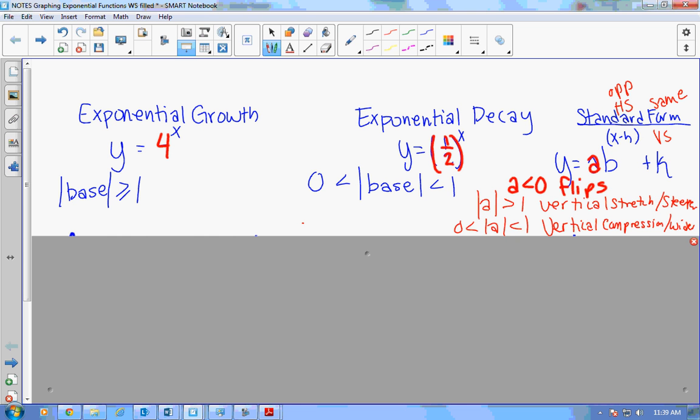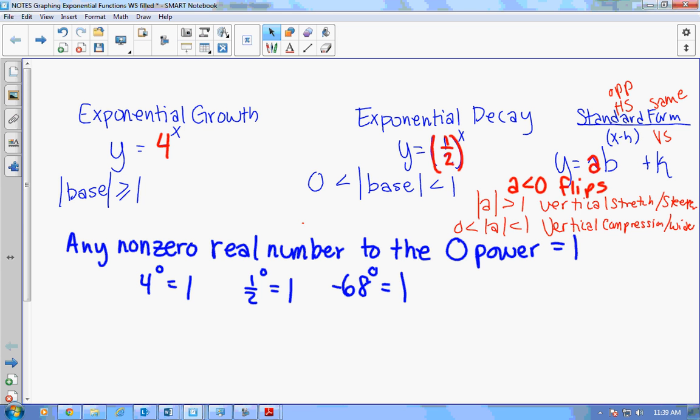Okay, there's one more thing that we need to remember. Any non-zero number raised to the 0 power is what? Like 4 to the 0 power, 7 to the 0 power, negative 1 million to the 0 power. What does that equal? 1. Yeah, 1. So any non-zero real number to the 0 power equals 1. Okay, so put some examples. That's important for our graphing.